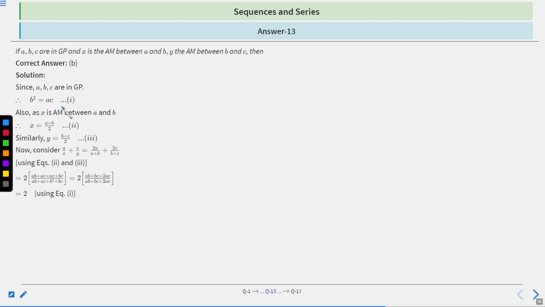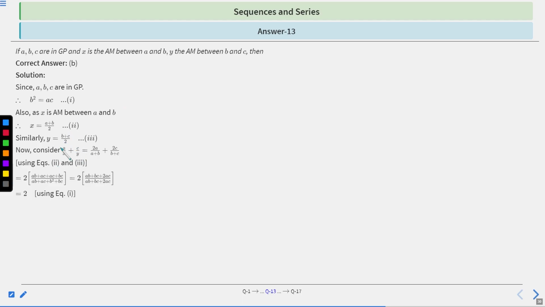Since a, b, c are in GP, b square is equal to ac. Also, x is the arithmetic mean between a and b, so x is (a plus b) by 2. And y is the arithmetic mean between b and c, so y is equal to (b plus c) by 2.